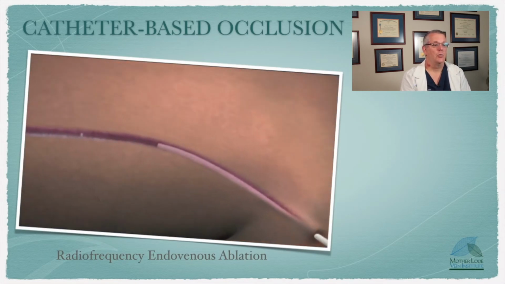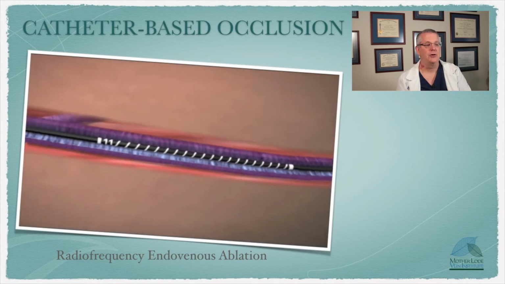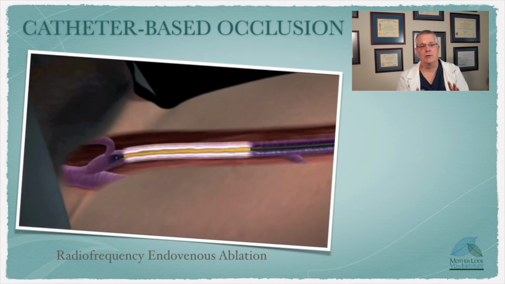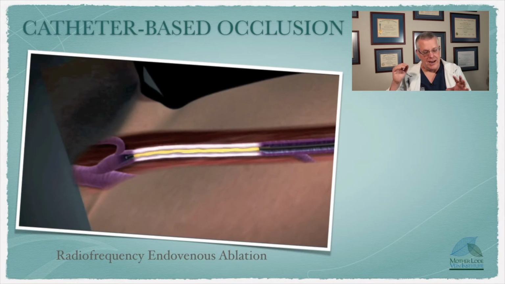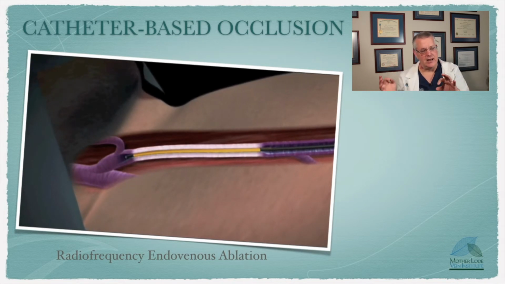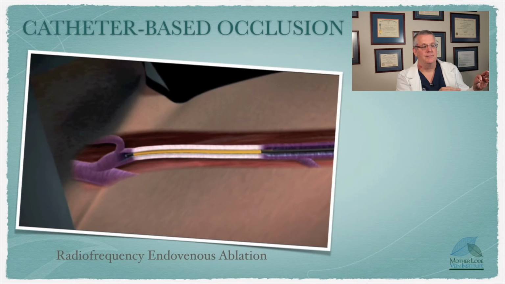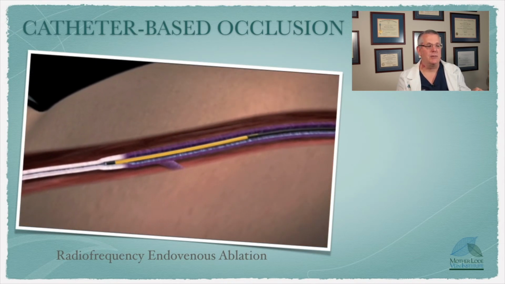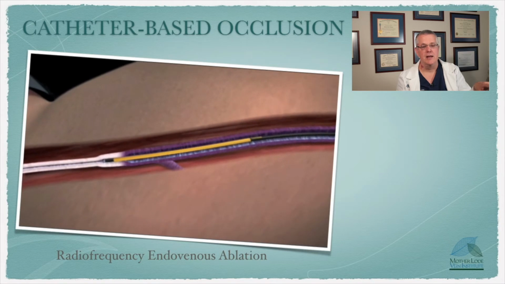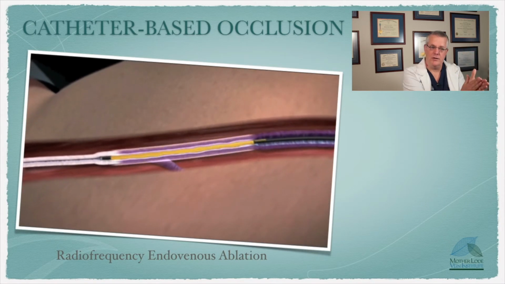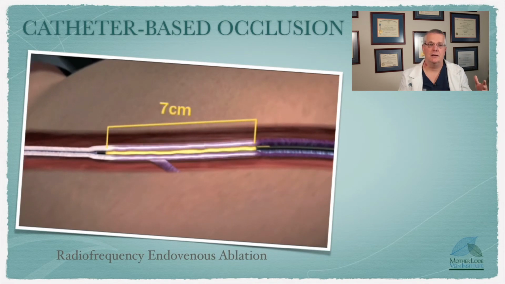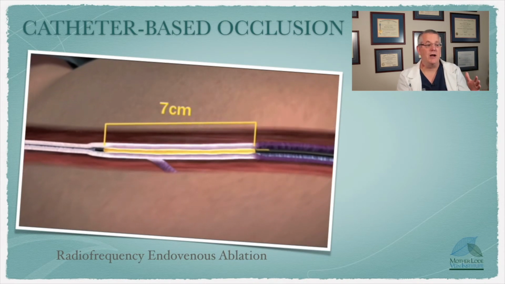So here's one of the more common types of catheter-based treatments. This is radiofrequency ablation, and basically we use ultrasound to access the vein, and then we slide the catheter up through the vein. It's really nice because it's really not that uncomfortable. Just a little bit of numbing medicine. We put the catheter into the vein, and then we use ultrasound again to find where the tip of the catheter is, and then we use ultrasound to actually inject a lot of lidocaine or numbing medicine around the vein.